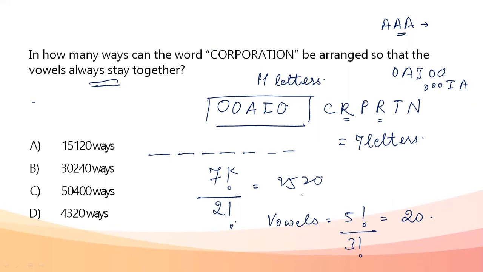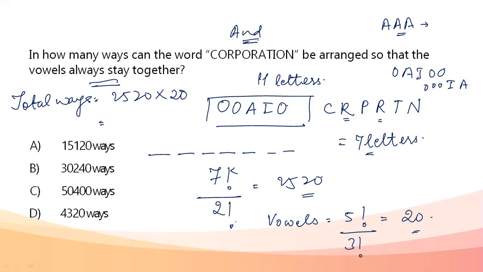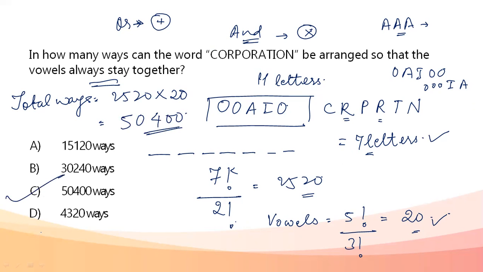Now, I need the arrangement of consonants, that is all these 7 letters also, and I need the arrangement of vowels also. My total number of ways becomes 2520 into 20, because in permutations, whenever there is "and" it is always multiplication. Whenever it is "or", either the first case I need or the second case I need, I do the addition of number of ways. So here total number of ways is, I need these 7 letters also and I need the vowels also. Becomes 2520 into 20. Answer comes out to be 50400 ways. My answer is option C, 50400 ways.